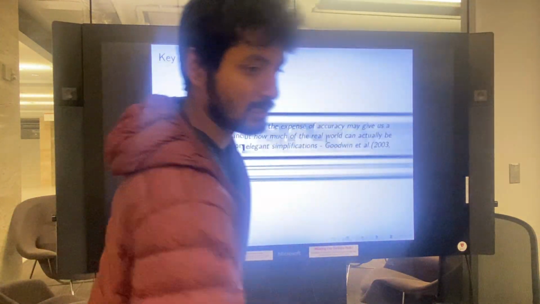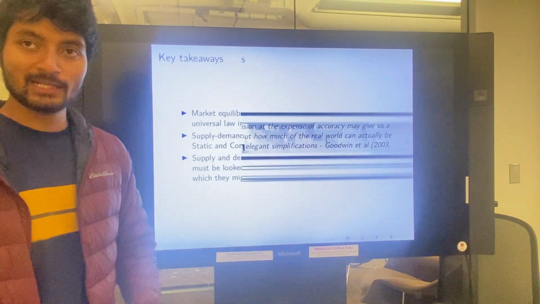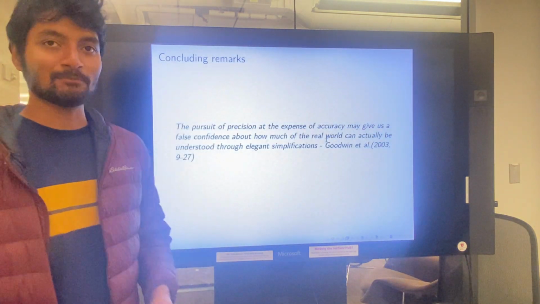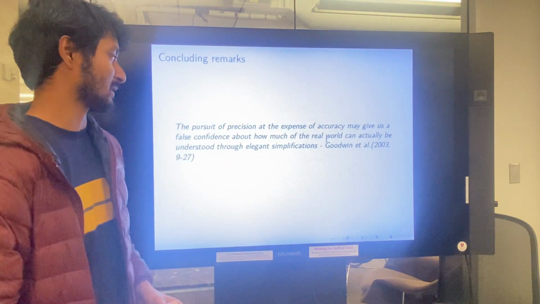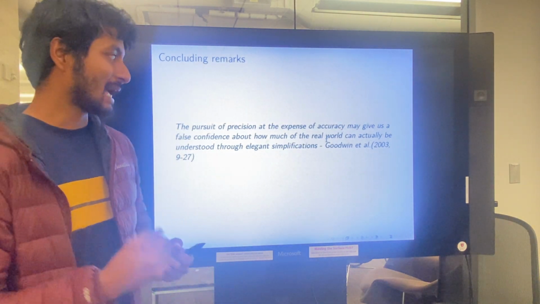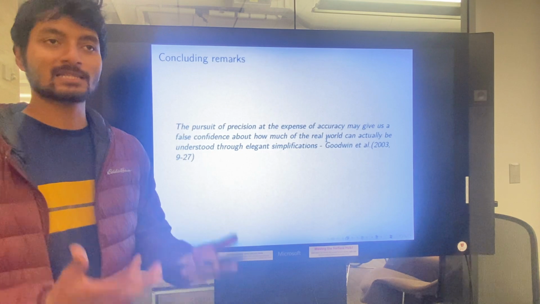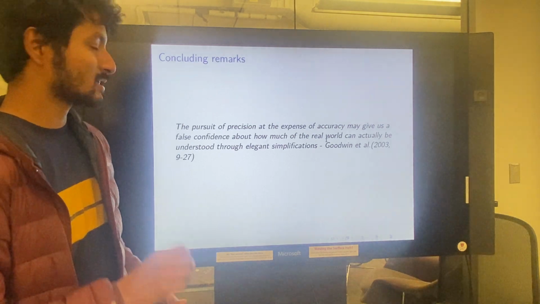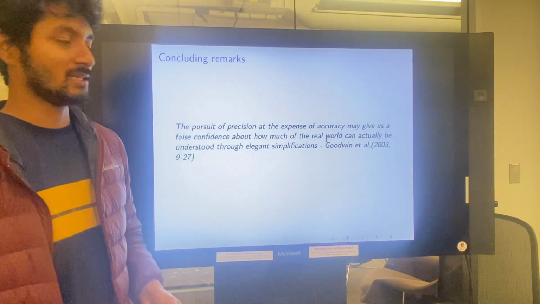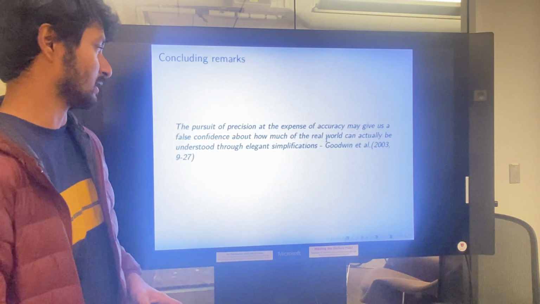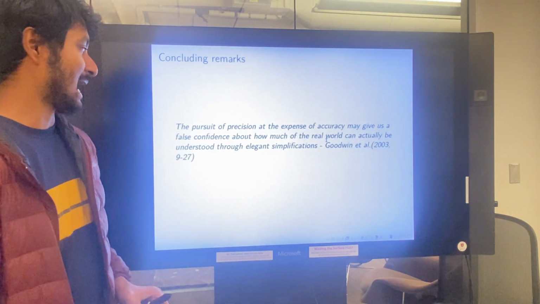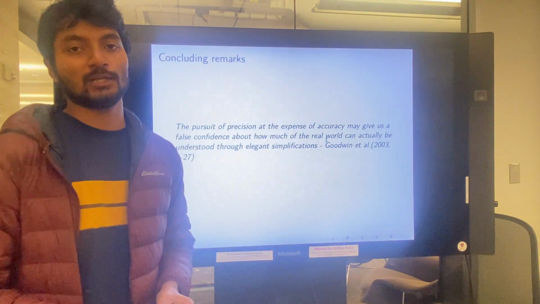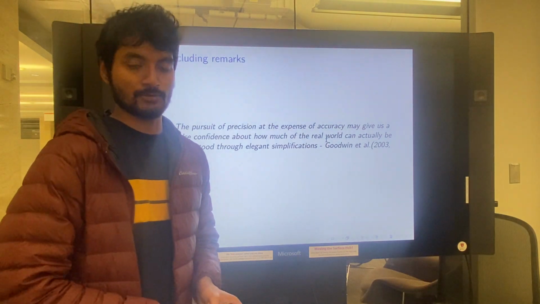We will end the class today with this nice remark from Goodwin, which talks about how the neoclassical way of looking at market equilibrium is kind of like trying to create a false idea that we are very good at predicting things. So the pursuit of precision at the expense of accuracy may give us a false confidence about how much of the real world can actually be understood. And these elegant simplifications, while they look very nice, might not always apply to understanding real world scenarios.